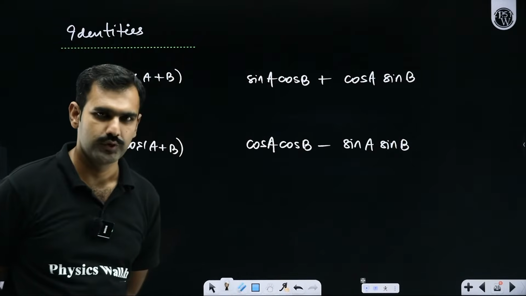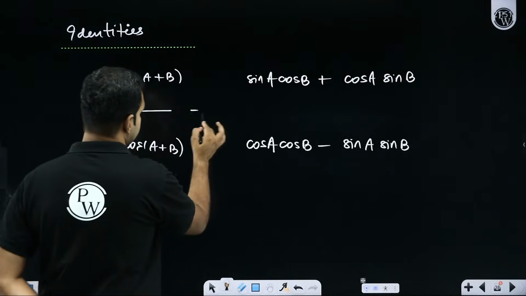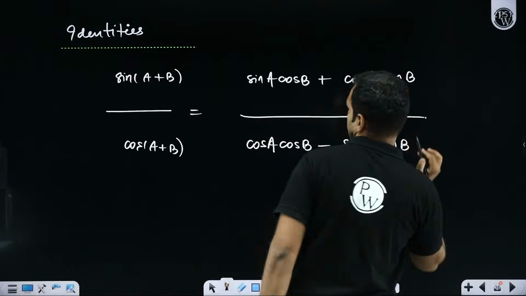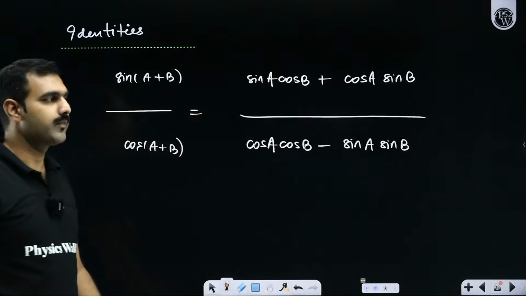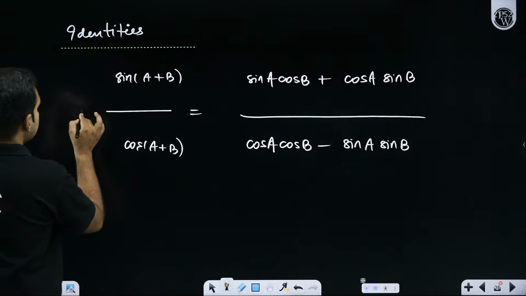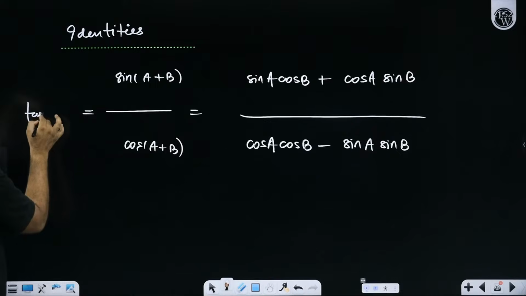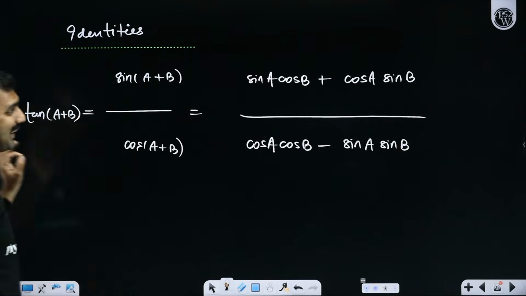Remember that, everyone, students. So what if I divide this by this? I mean this by this. Simple, isn't it? So sine theta upon cos theta, what is that? Sir, that is tan theta. That is tan theta.